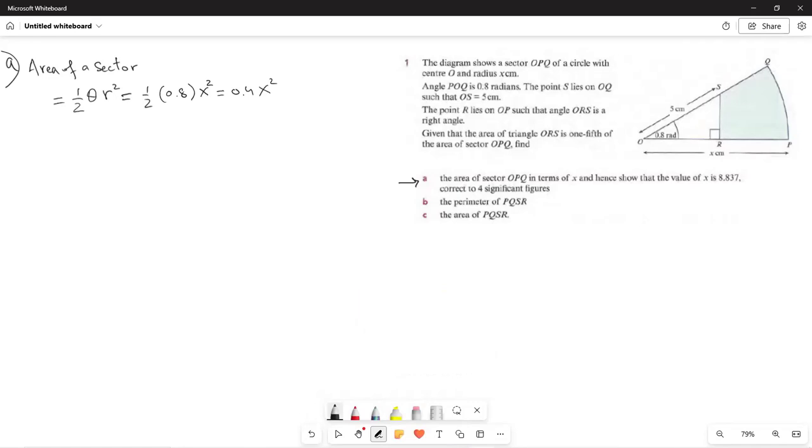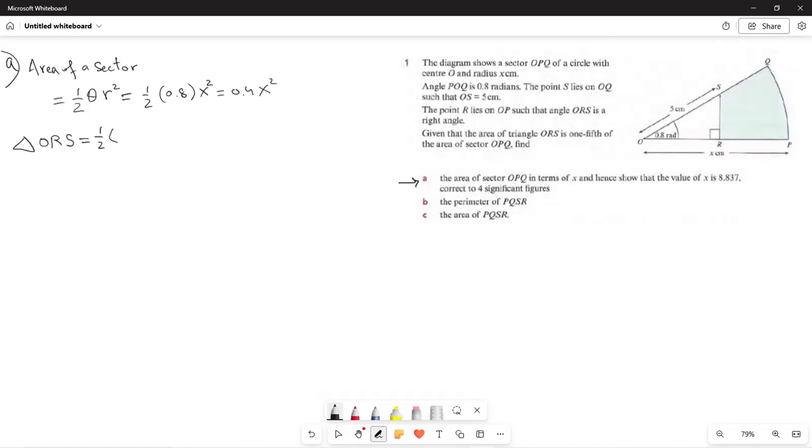So we found the area of the sector in terms of x. Now we need to find the value of this x. We are given that the area of this triangle ORS is 1/5 of the total area. So let's try to find the area of the triangle ORS. How can we find this area? Area is half into base into the altitude.